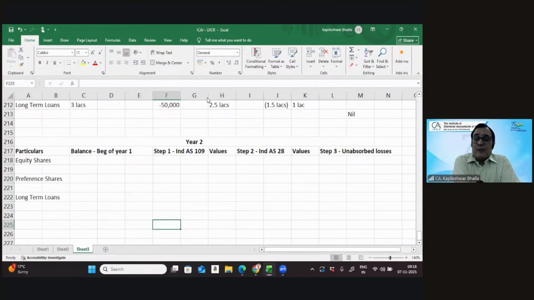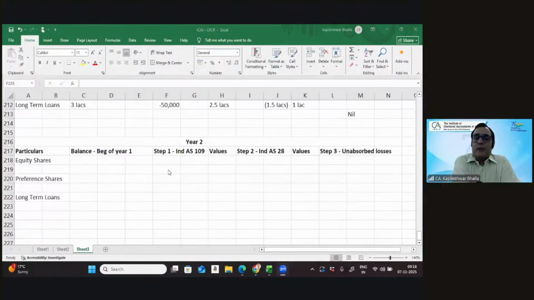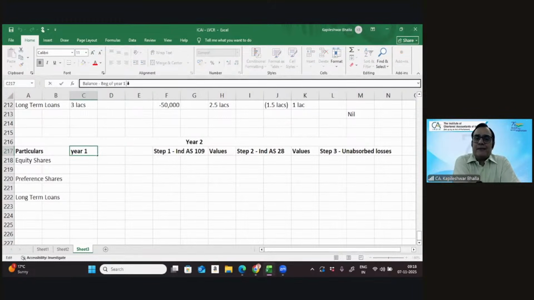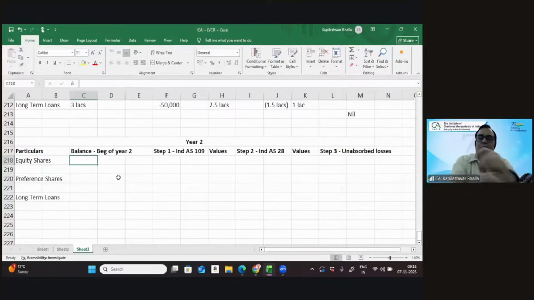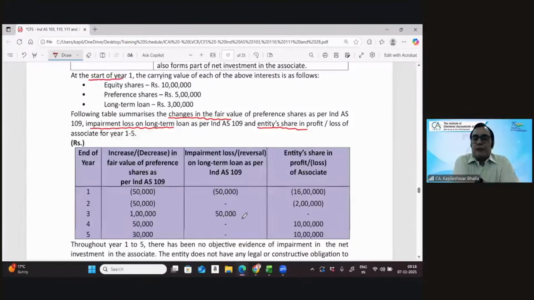Okay, so let's begin. Yes, that is the beauty of Excel, which we can do. Now let's take the values which are there in step number 2: 0, 0, and 1 lakh. So this is the balance at the beginning of the second year. This is 0, this is 0, and I think this is 1 lakh.